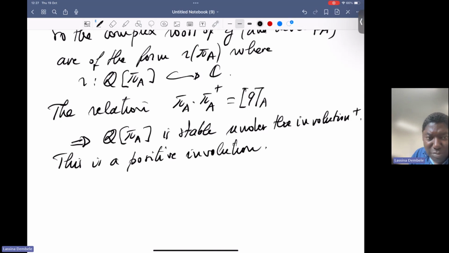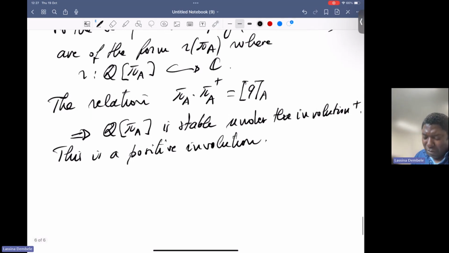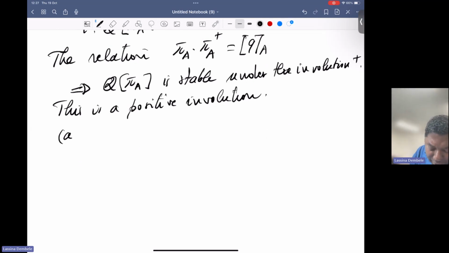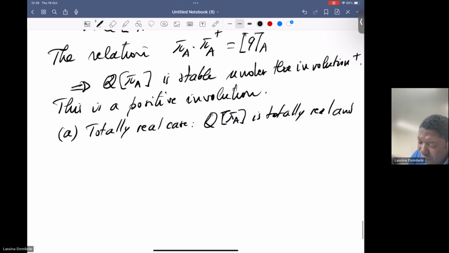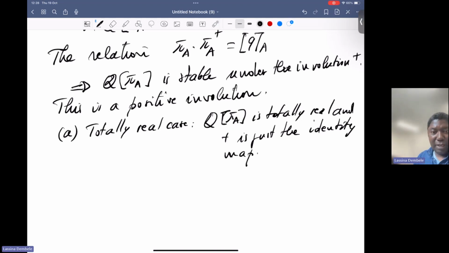And being a positive involution, it means that we will have two possibilities. The first one being that we are in the totally real case. In the totally real case, this is totally real, and dagger is just the identity map.